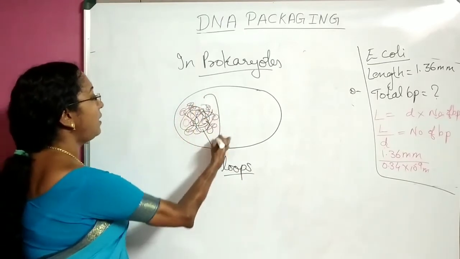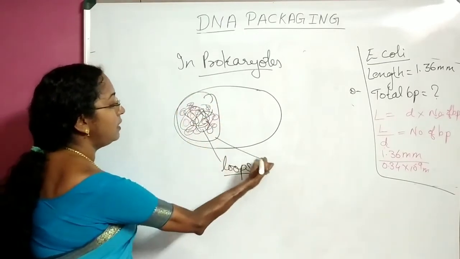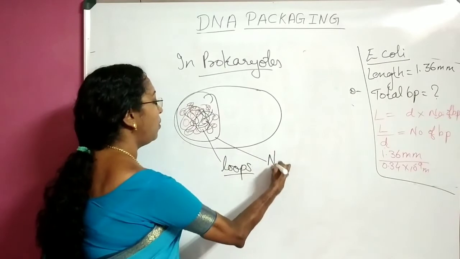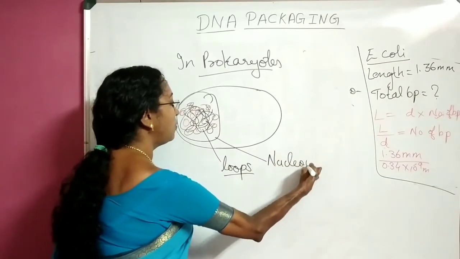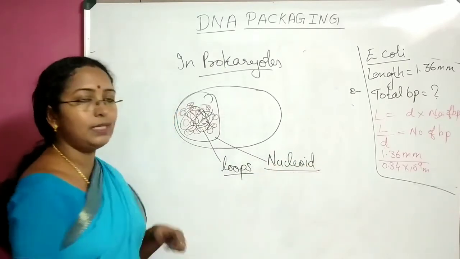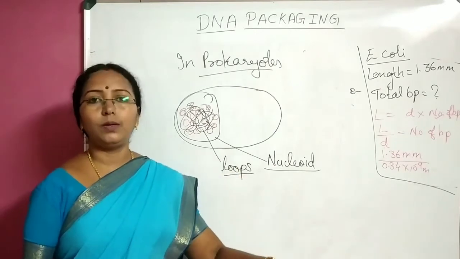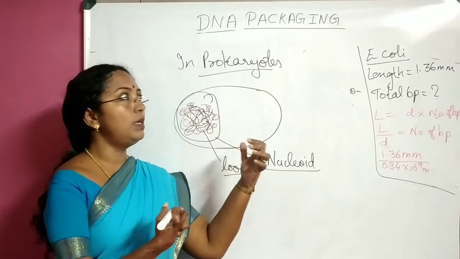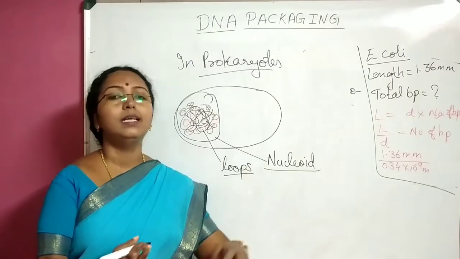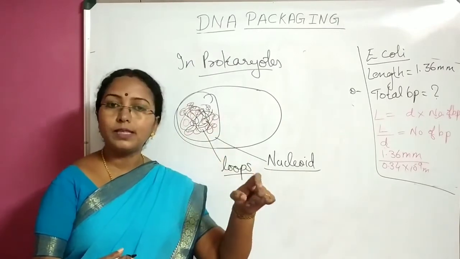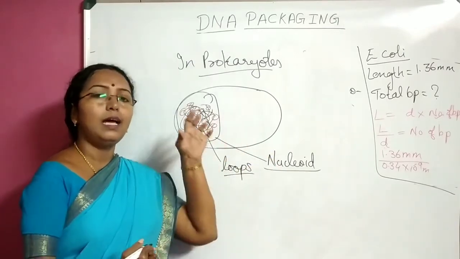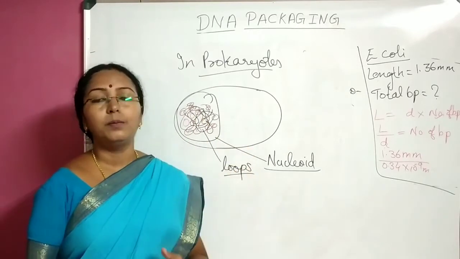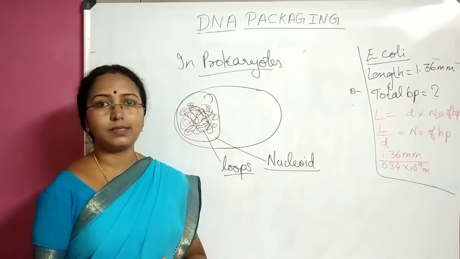And this whole area where you find the DNA, genetic material, you call that area a nucleoid. Instead of nucleus, it is nucleoid. So it's very simple. How is DNA getting packaged in prokaryotes? They are packaged in the form of loops in an area called a nucleoid, and those areas are rich in positively charged amino acids.